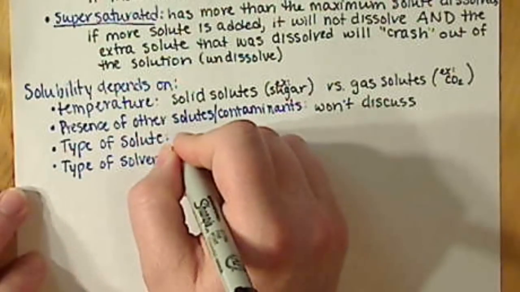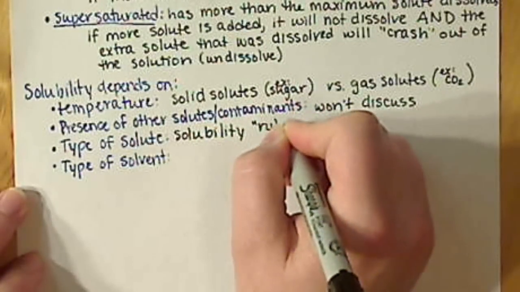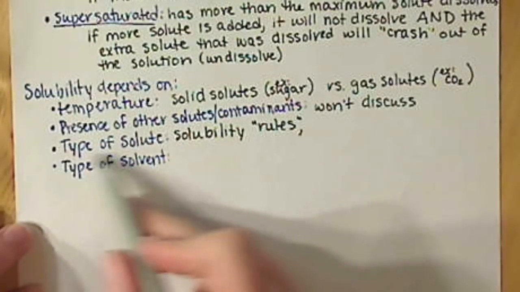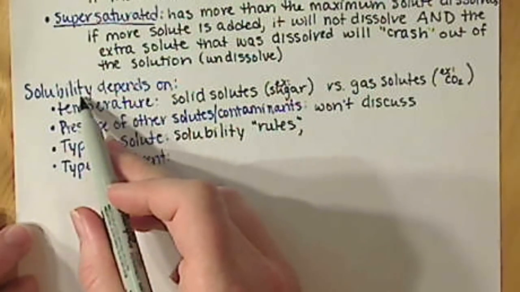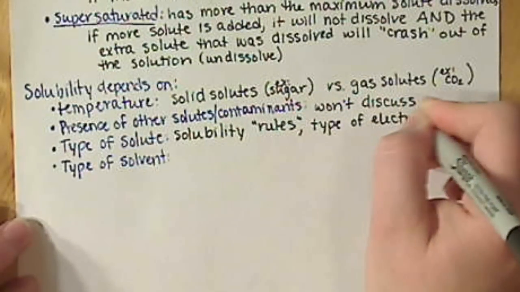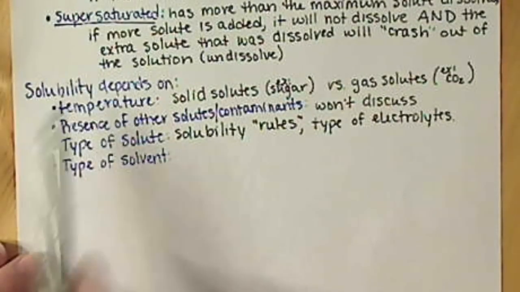So what we have developed as chemists is this list of solubility rules, and we'll discuss those in the next video. Those are more like guidelines, and they're not always followed, but we have to have something to grasp onto. Another thing about the type of solute, how its solubility works, also depends on the type of electrolyte. Electrolytes were already discussed in your online written lecture, not section 8.1, but 8.2. So you have your non-electrolytes, weak electrolytes, and strong electrolytes. That's going to affect your solubility.